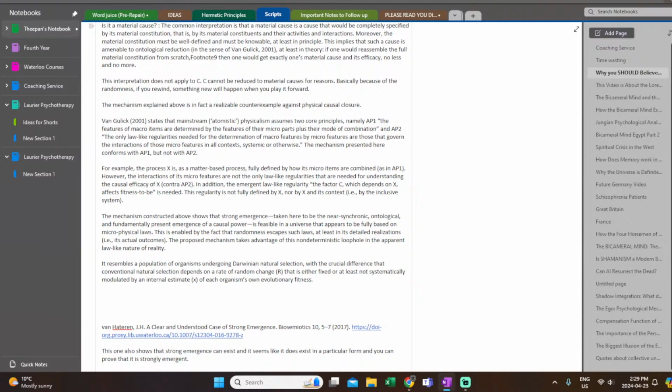Yeah, it resembles a population of organisms undergoing Darwinian natural selection, with crucial differences that conventional natural selection depends on a rate of random change R that is either fixed or at least not systemically modulated by an internal estimate of each organism's own evolutionary fitness. So this is basically saying that in most cases, like for example in humans, you don't alter your own genetic information on the fly. There's some evidence that you do, but generally speaking, you don't. For example, if you're lactose intolerant, it's a consequence of the way your genes are, right? But can you go and alter your genes on the fly so that you can now digest milk? You can theoretically, right? But it's very difficult.